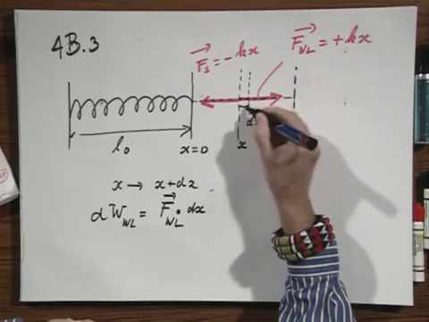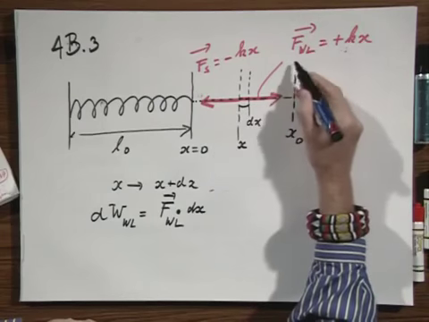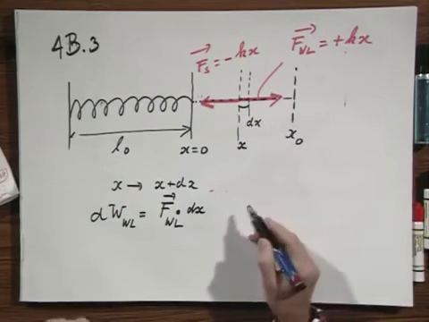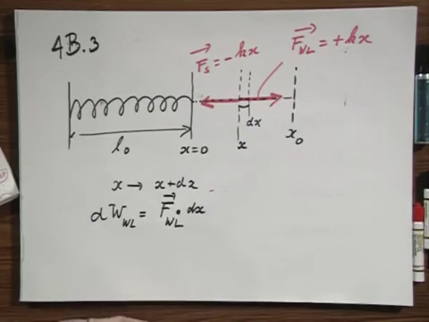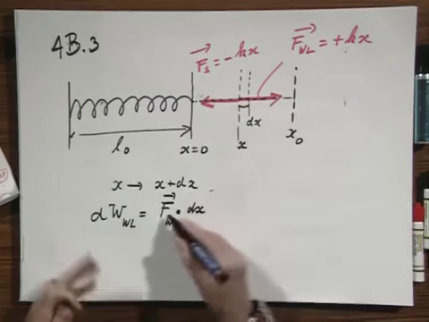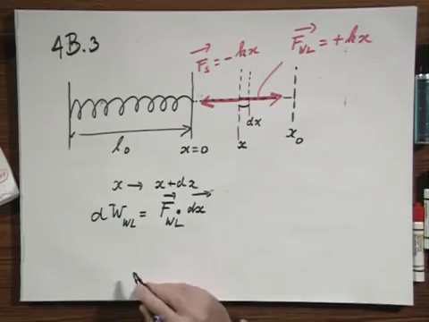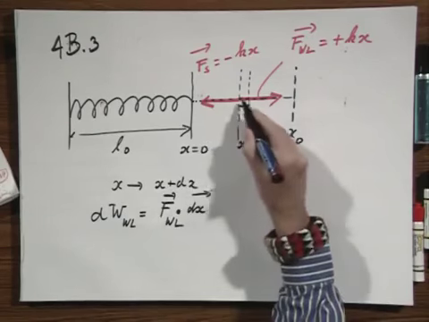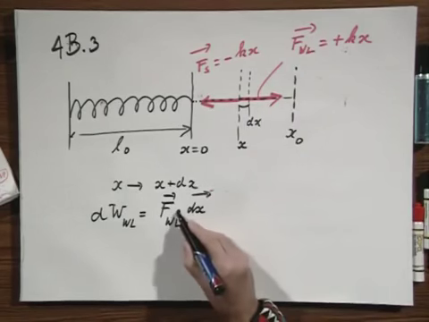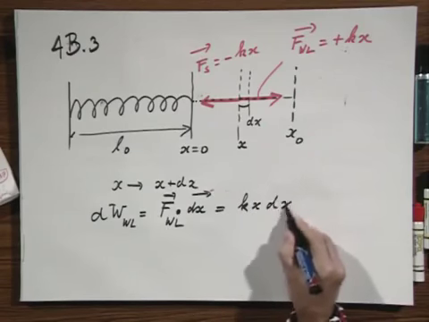I assume that over this small distance my force is not changing. That's why I'm not writing it here yet as an integral over dx. I just assume it's constant, and this is a vector in the plus x direction. The angle between the force and the displacement is 0, so the cosine theta is 1, so I can forget the dot. And so this equals kx dx.